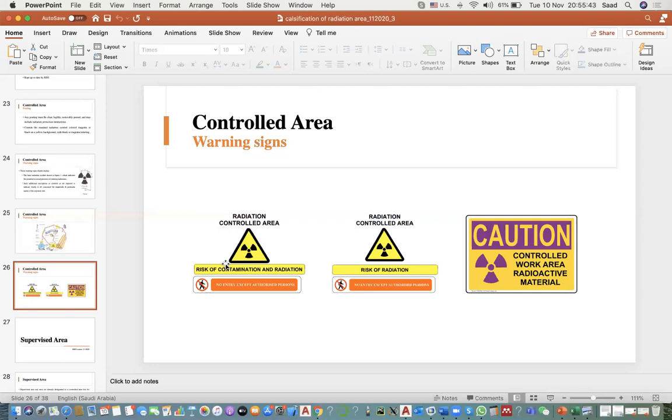You're welcome. Now, the radiation controlled area sign. I will try to explain the sign and what it should include. "Radiation controlled area" is mentioned in this sign. And this is the main radiation sign, which should also be there. "Risk of contamination" is more description, which is actually more clear. And "no entry except authorized person." All this signage contains all the information needed. And this is the same thing, risk of radiation. This is just another type of sign, a caution or warning sign: controlled work area, radioactive material. So just be familiar with this kind of sign.